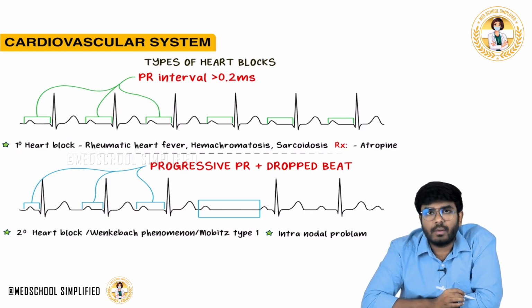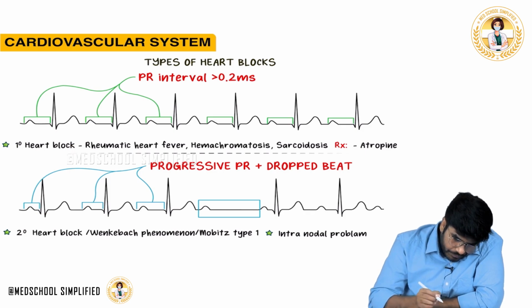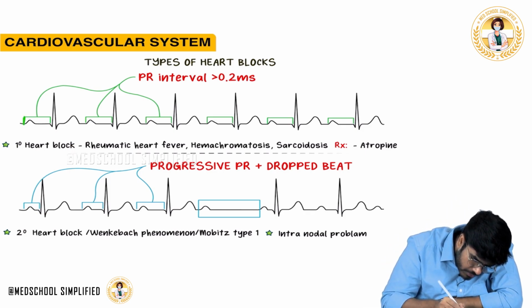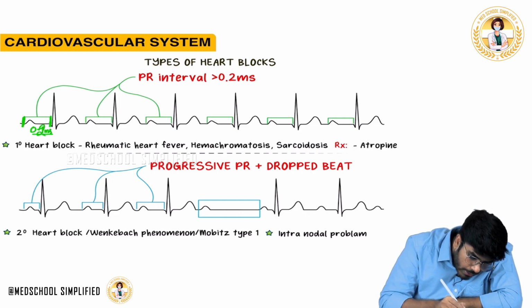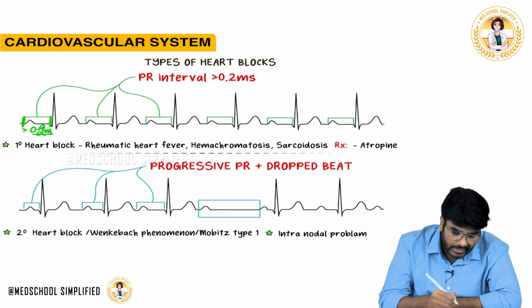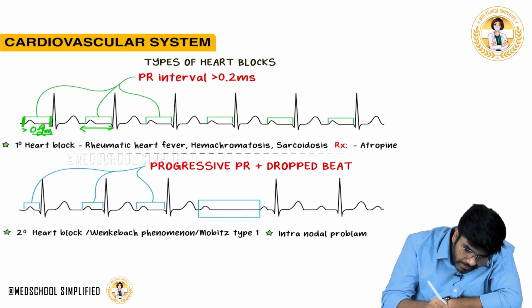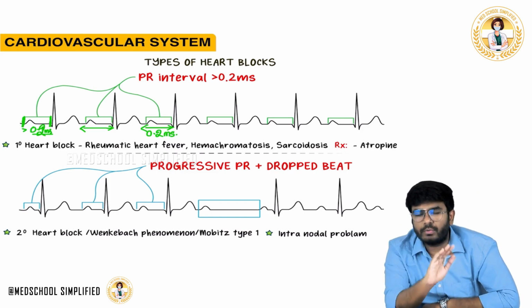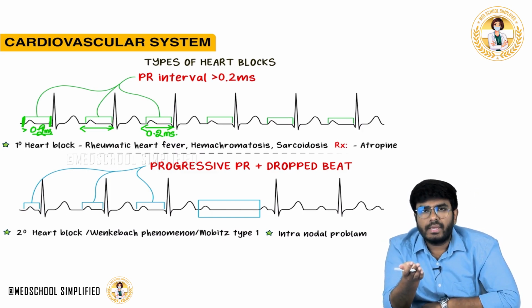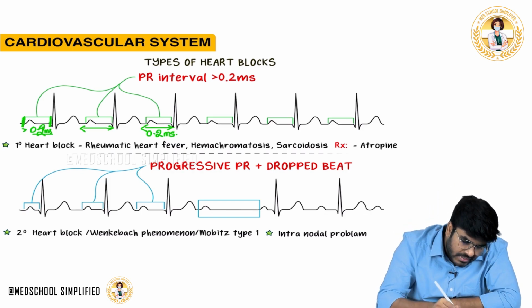Sir, what exactly is first degree heart block? See, there is PR interval prolongation. Normally this duration, the PR interval, starting from the P to the start of the Q, should be just 0.1 millisecond. If it is more than 0.2 milliseconds in the ECG paper, in all these conditions the PR interval duration is greater than 0.2 millisecond. Of course, this is not an ECG paper, but what I am saying is that if the duration is more than 0.2 millisecond, then you have to call it first degree heart block.